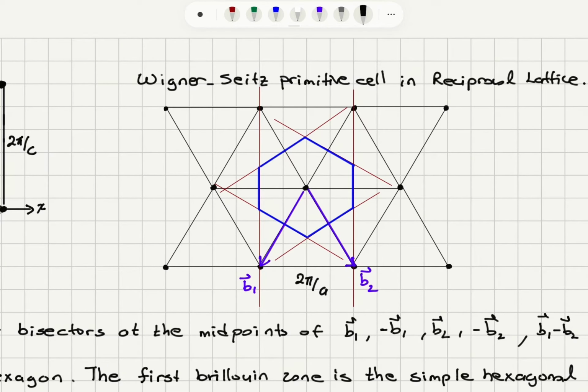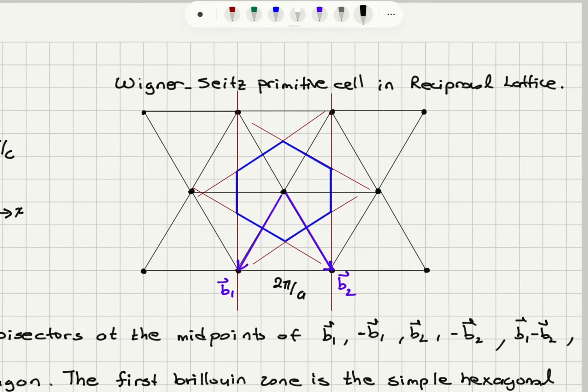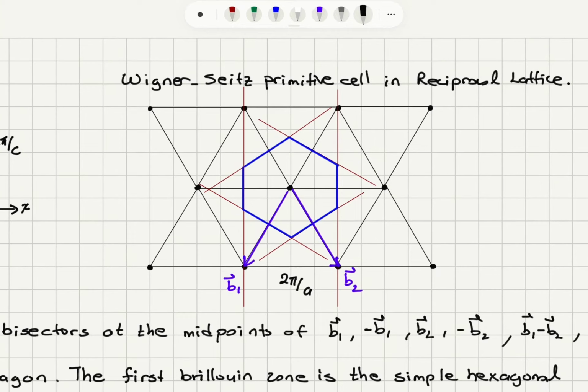So here we have a hexagonal lattice in 2 dimensions, and we can connect the lattice point in the middle to the nearest neighbors, and form the Wigner-Seitz primitive cell in the reciprocal space. That's going to give us the first Brillouin zone.